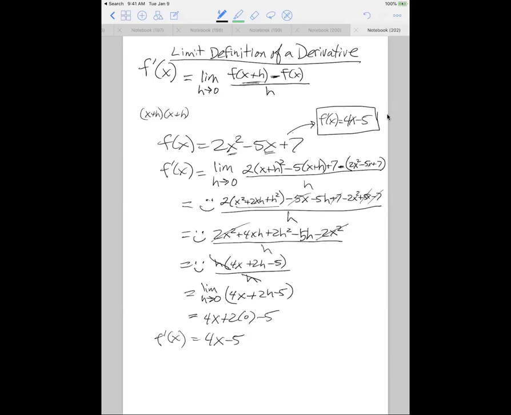All right? And that is using the limit definition. You'll see one of those on the final exam.